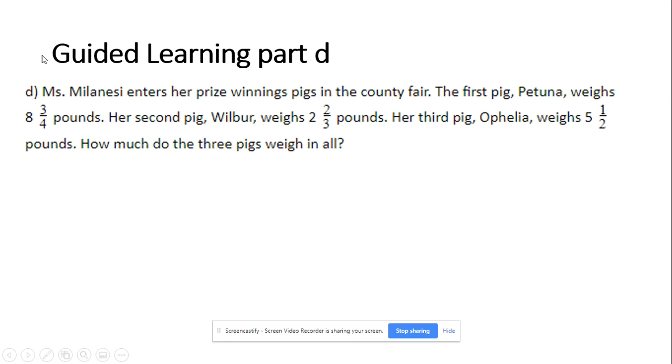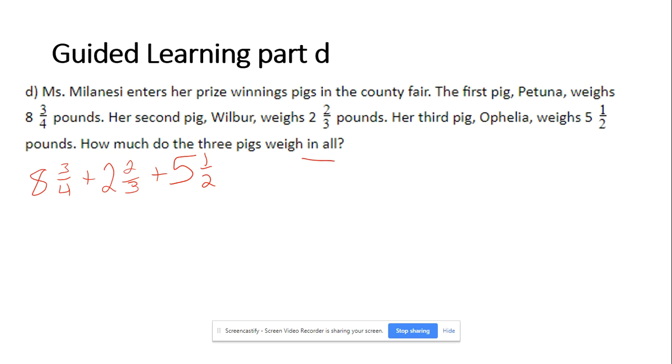All right, let's do guided learning part D. Miss Milanese enters her prize-winning pigs in the county fair. The first pig, Petunia, weighs 8 3/4 pounds. Her second pig, Wilbur, weighs 2 2/3 pounds. Third pig, Ophelia, weighs 5 1/2 pounds. How much do the 3 pigs weigh in all? Well, in all helps me know that I'm going to be adding. So we're going to be adding 8 3/4 plus 2 2/3 plus 5 1/2.